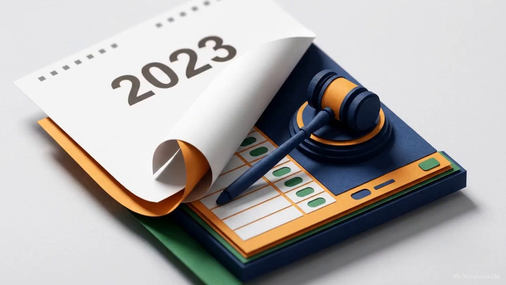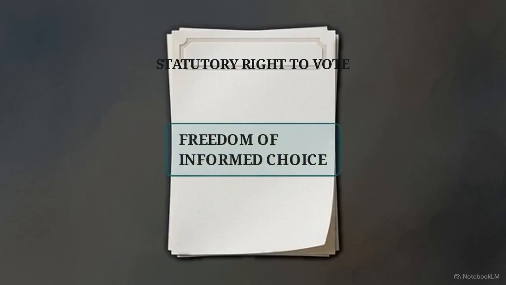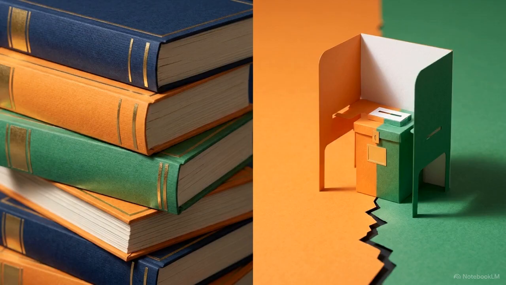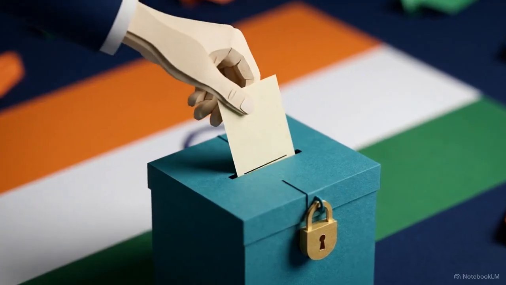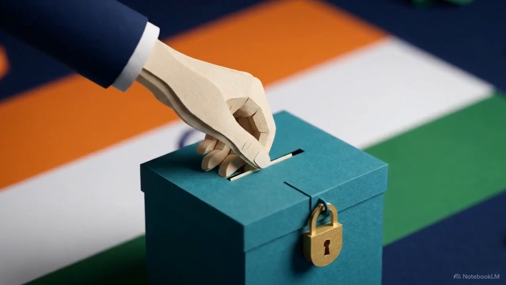The modern interpretation evolved further in the 2023 Anup Baranwal case. While maintaining the vote is statutory, the court began protecting the freedom of informed choice as a vital democratic component. The court has spent 7 decades reconciling this contradiction, ruling on a right that is technically a product of Parliament, yet essential to the survival of the democratic structure.